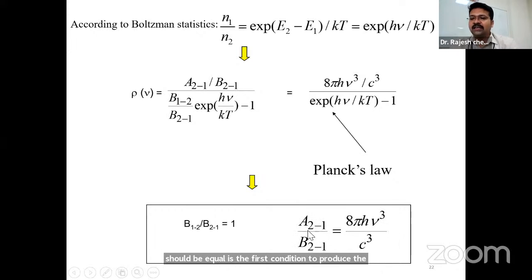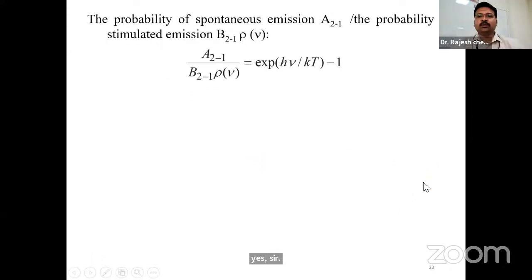Next, what we can see here, spontaneous emission to the stimulated emission, that is equal to this value. This is what we call the Einstein coefficient. These two conditions any laser has to follow. Am I clear to everyone? Yes, sir. Now we can see here the probability density.